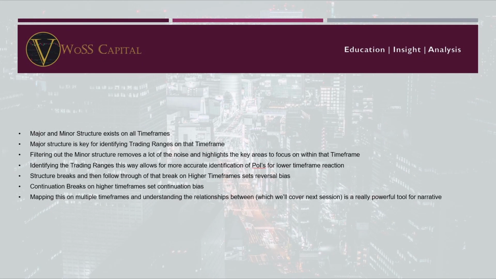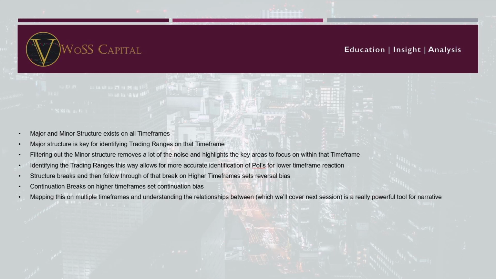In conclusion then, just to wrap this one up, I've stuck a couple of key points from this on the screen that we'll take through into the future sessions in the series. So first up is major and minor structure exists on all time frames, and hopefully now you've got a better understanding of what that major and minor structure looks like. The major structure on the time frame that you're looking at is key for identifying the trading ranges on that time frame, and filtering out the minor structure removes a lot of the noise, highlighting the key areas to focus on within that time frame.